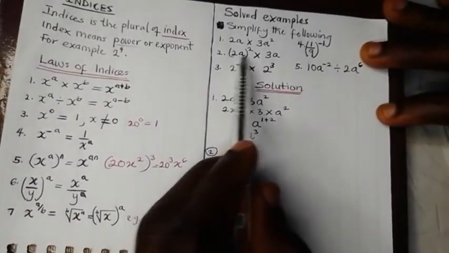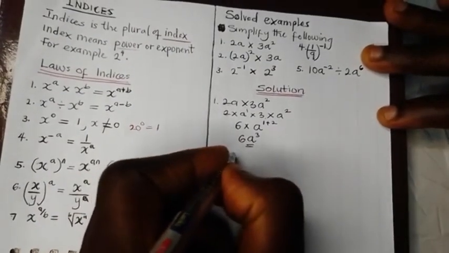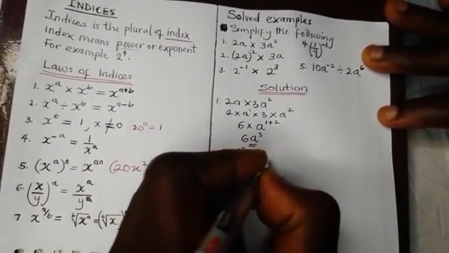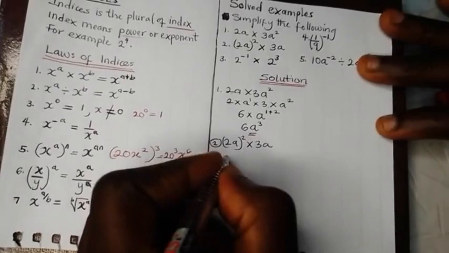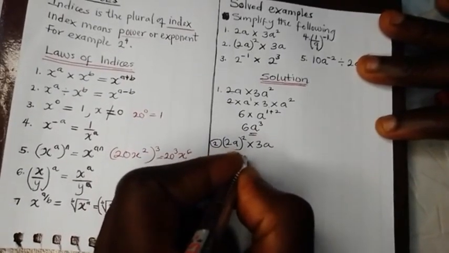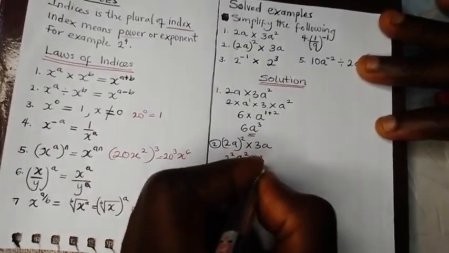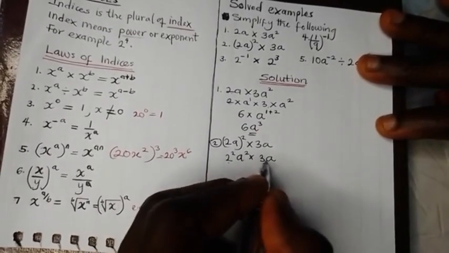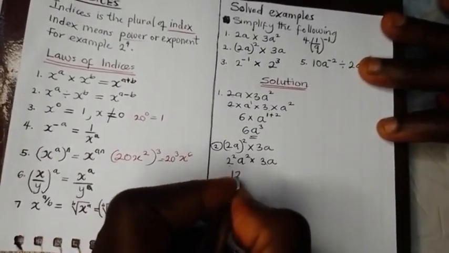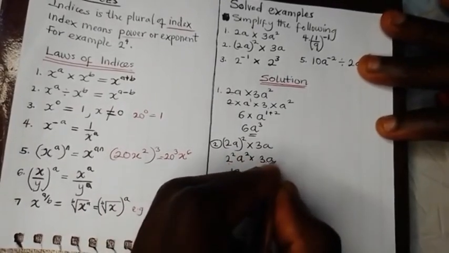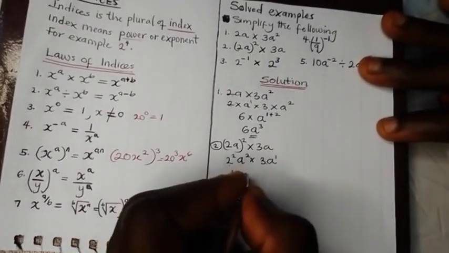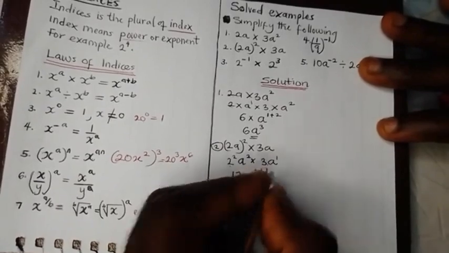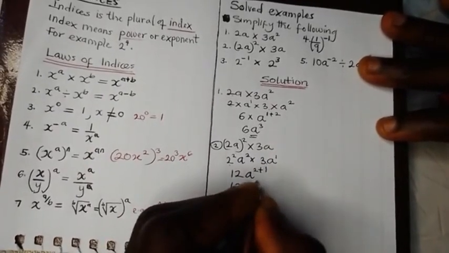In the second one, we have 2a all raised to power 2 multiplying 3a. What does this give us? We can expand this bracket such that we have 2 raised to power 2, then a raised to power 2, times 3a. Now 2 raised to power 2 gives us 4, so we have 4 multiplied by 3, which gives us 12. Then a squared multiplied by a, which is a raised to power 1, gives a raised to power 2 plus 1, and we have 12a raised to power 3.